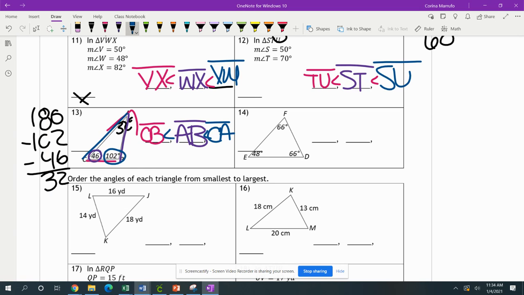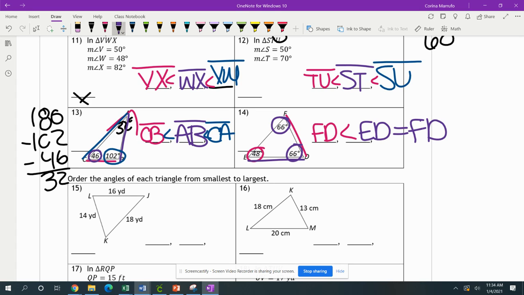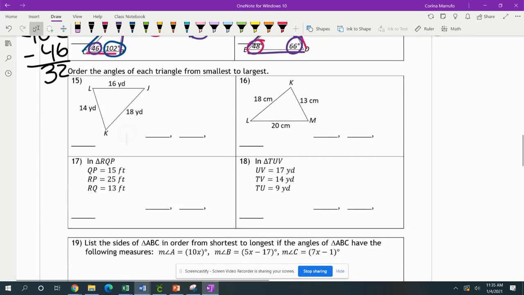This next one is angle E is 48. Okay, this is the smallest one. So across 48 is FD. And it is going to be less than the next one. Both of these are the same, the 66 and 66. Well, across 66, one of them is ED, and it's equal to EF, sorry. Erase FE. That's it. Okay, this one we're still going from smallest to largest.